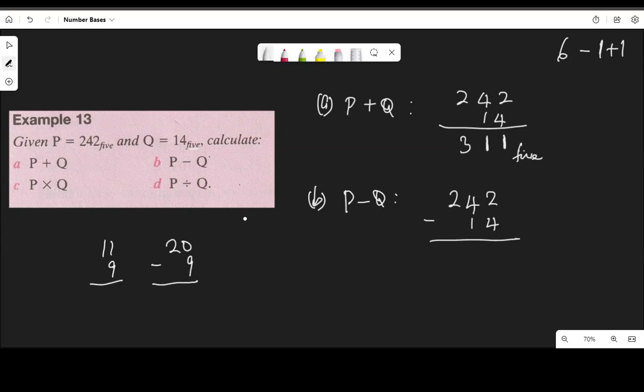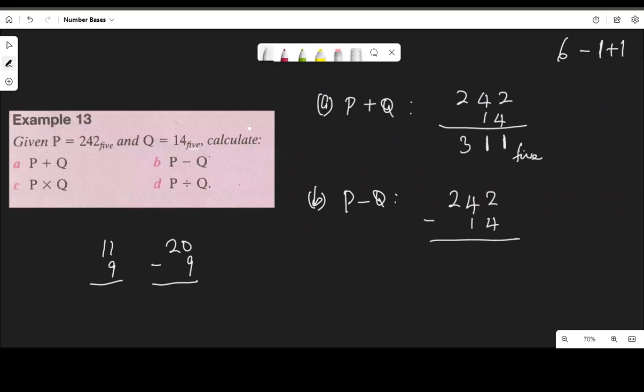0 minus 9 is not possible. So we borrow 1 from 2 and bring it here. And when we bring it here, we say it is 10. Why is it 10? Is it not 1 we borrow here? 1 plus 0 is supposed to be 1. But when we add it here, we say it is 10. Why? Because it's one bundle of 10 we borrow from there. Whatever we borrow here, since the operation is in base 10, is one bundle of 10.